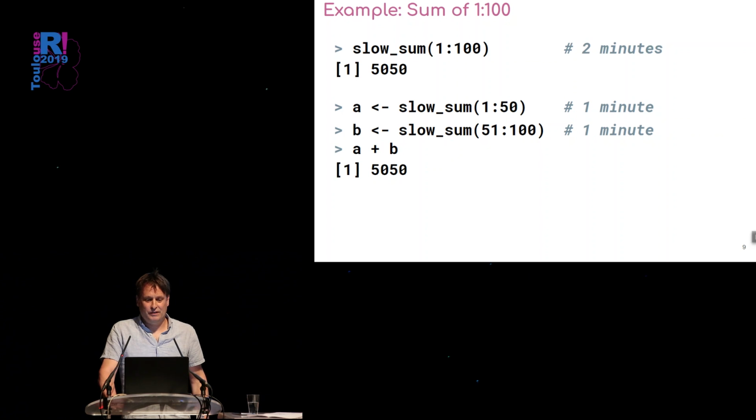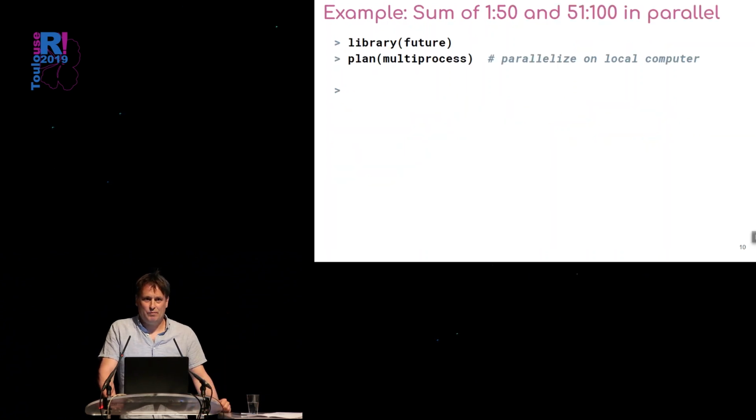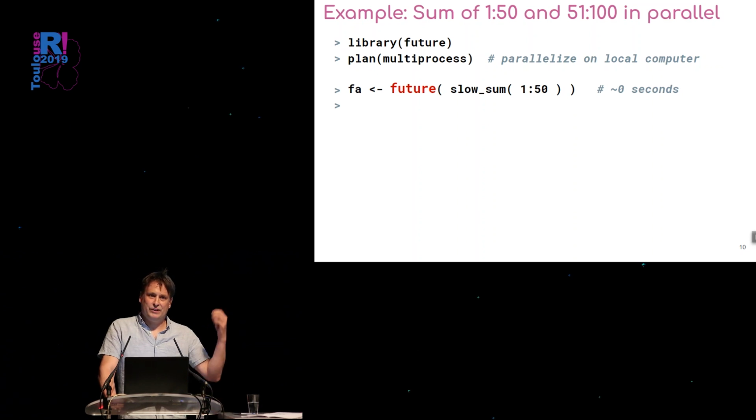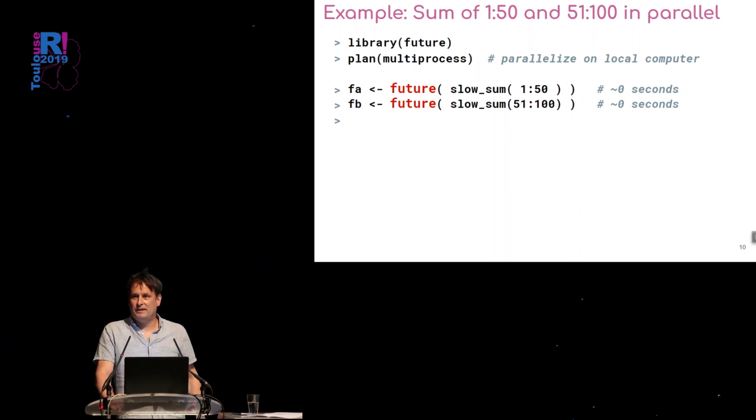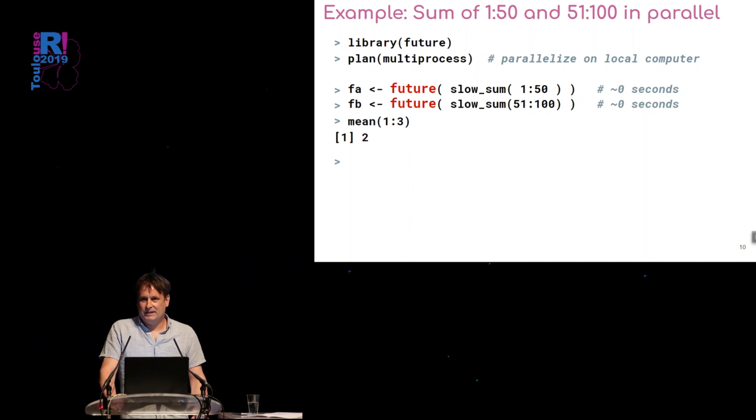So if we turn to the future framework, we load the package, we say we want to parallelize on the local computer, and then we create a future for the first sum, and that will return immediately. And it will start running in the background. And we can create a second future, which also starts running in the background. We still have the prompt available, and we can do whatever we want, calculate the mean or whatever.